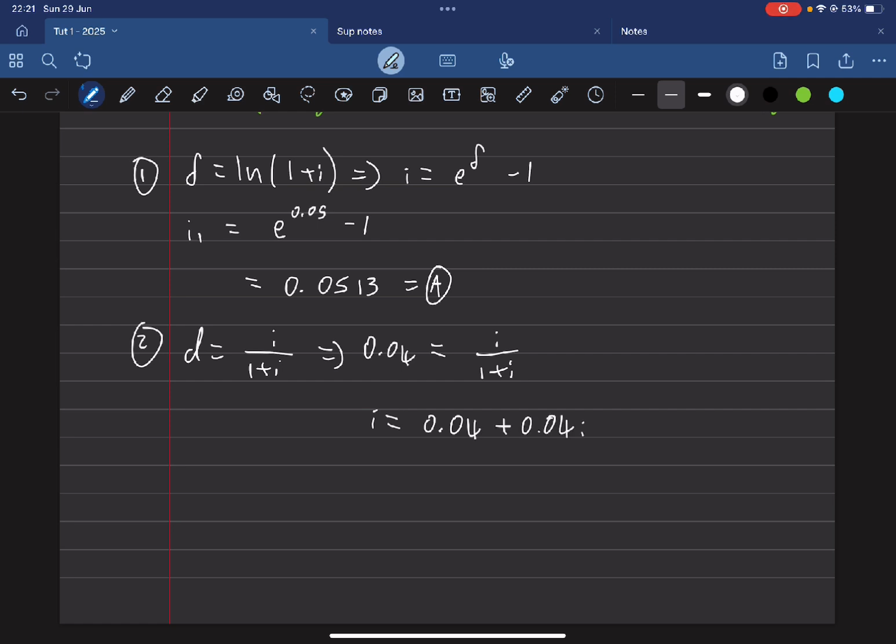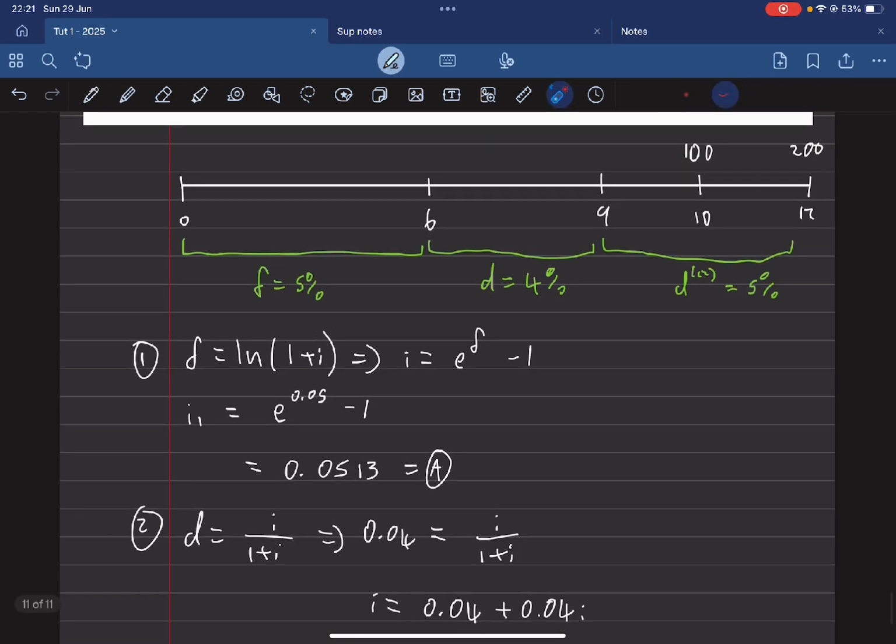Cool. So now I'm going to move this i across. So we get 0.96i is equal to 0.04. Therefore, i is equal to 1 over 24, which is approximately 0.04167, and we'll save that as B in our calculators. Now we've got the effective yearly interest rate for each of those periods, so we've just got one more to do.